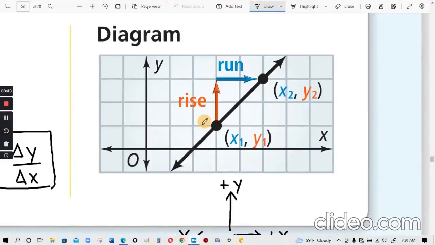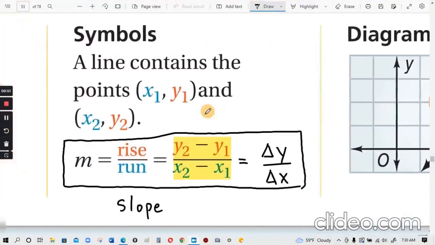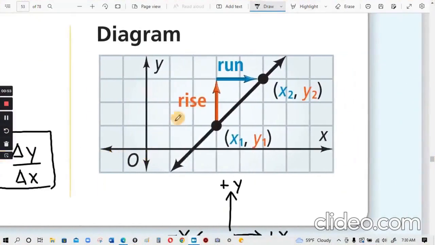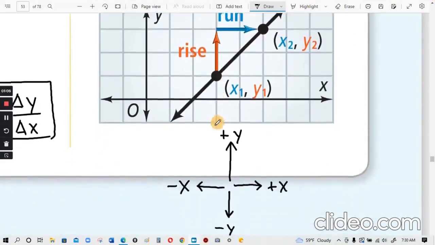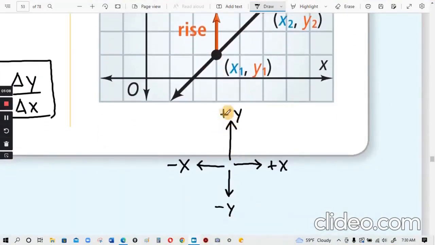So when we say rise over run, for the slope formula, the rise is how far up or down you travel, and the run is how far left or right you travel. Okay, so you just go from one point to another to find the slope on the line. If you travel up, that's in the positive y direction. If you travel down, that's in the negative y direction. You travel right, that's in the positive x direction. You travel left, that's in the negative x direction.